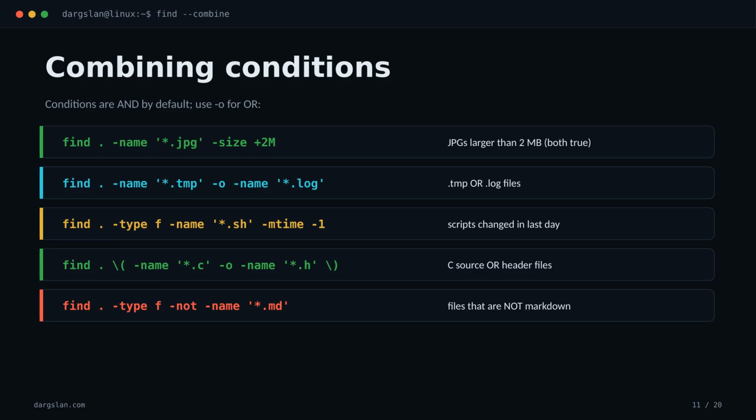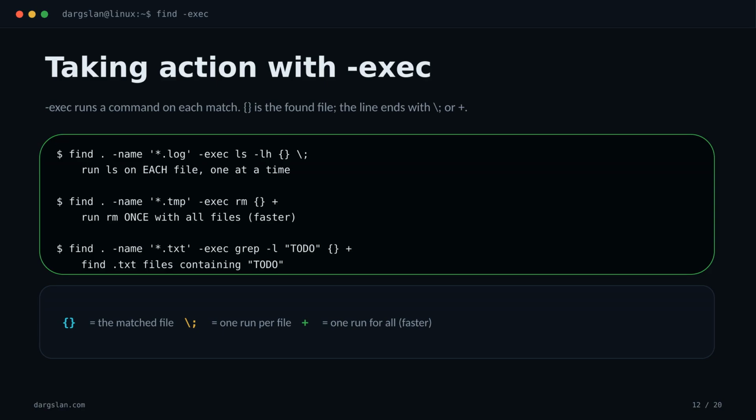than 2 megabytes. Add -o and you get OR, like grabbing every temp or log file in one sweep. When you need to mix the two, wrap the OR group in escaped parentheses so the precedence is clear, and reach for -not when it's easier to say what you don't want. Once you've found the files you want, -exec lets you actually do something with them. The curly braces stand in for each match.